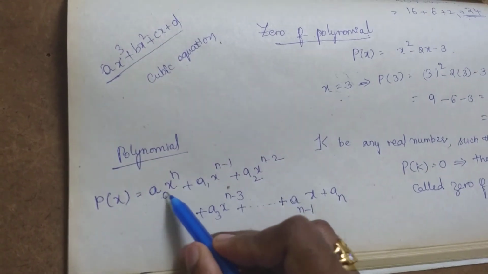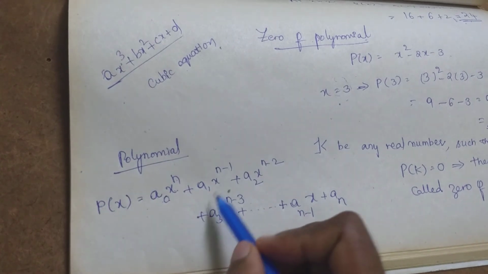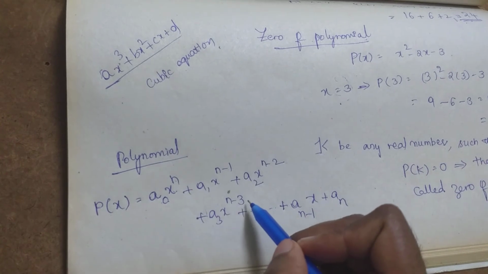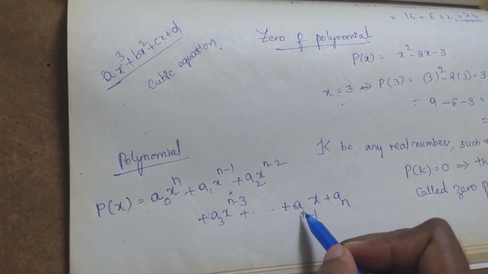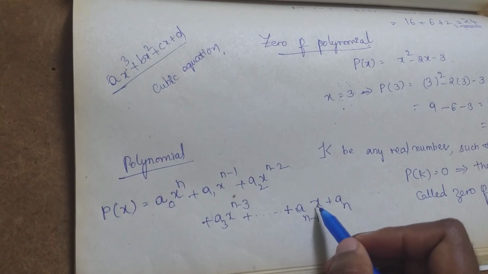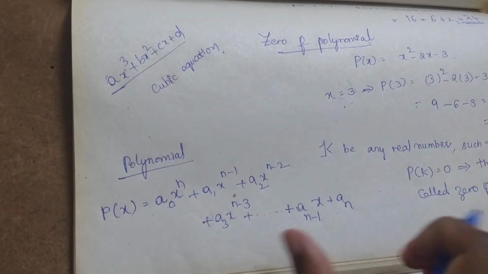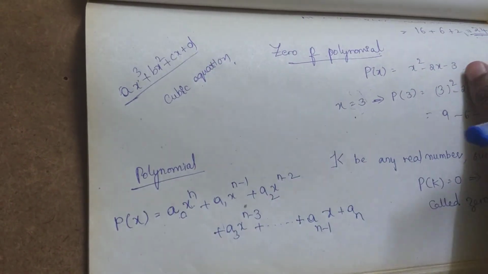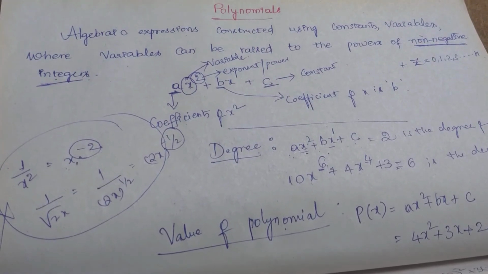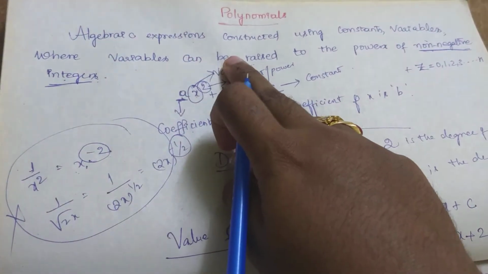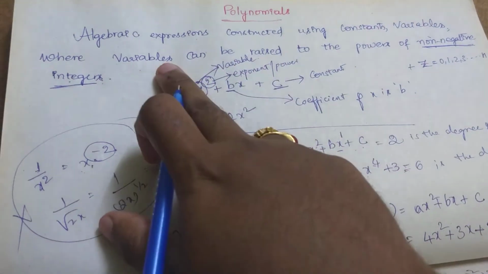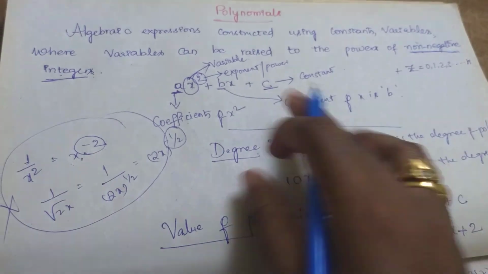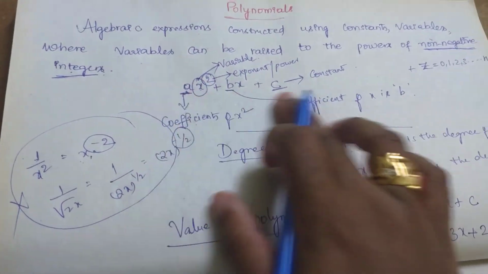A naught x power n plus a1 x power n minus 1 plus a2 x power n minus 2 plus a3 x power n minus 3, and so on. It continues on till a n minus 1 x plus a n. So this is the general notation of a polynomial, and this is the concept of the polynomial. Algebraic expressions are constructed using constants and variables, where variables can be expressed to the powers of non-negative integers. This is the expression of a quadratic polynomial.